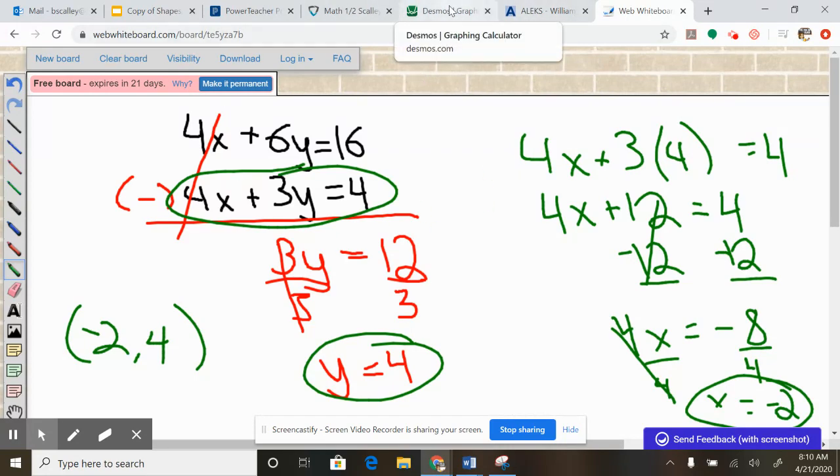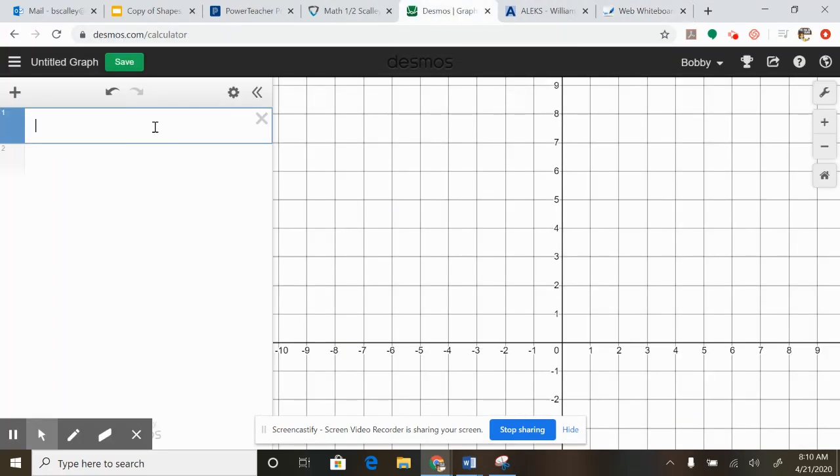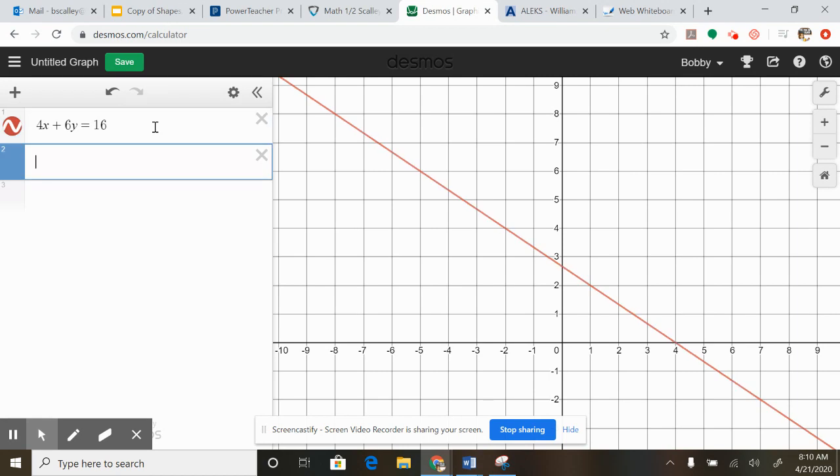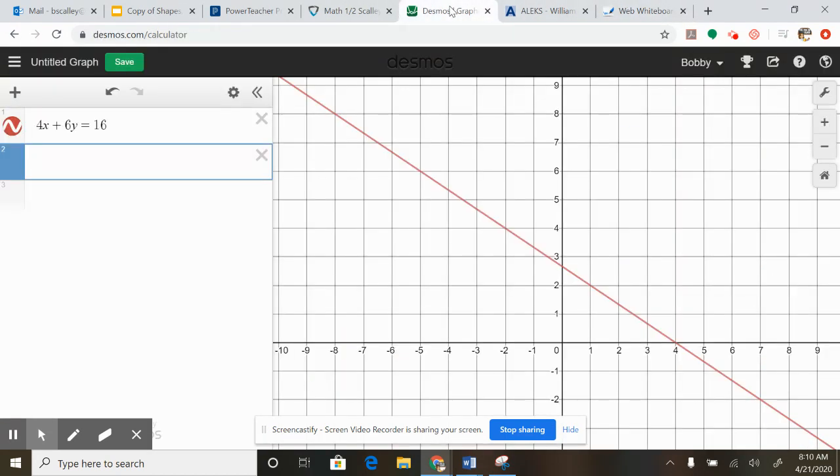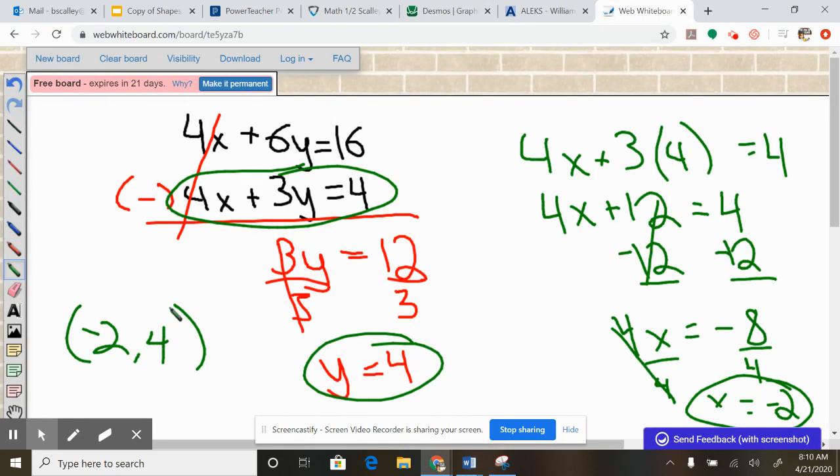Let's see, 4x plus 6y equals 16. And the other equation was 4x plus 3y equals 4. So this is what these two would look like on a graph. And you do see this intersection point here is at negative 2, 4, which is what we got algebraically.